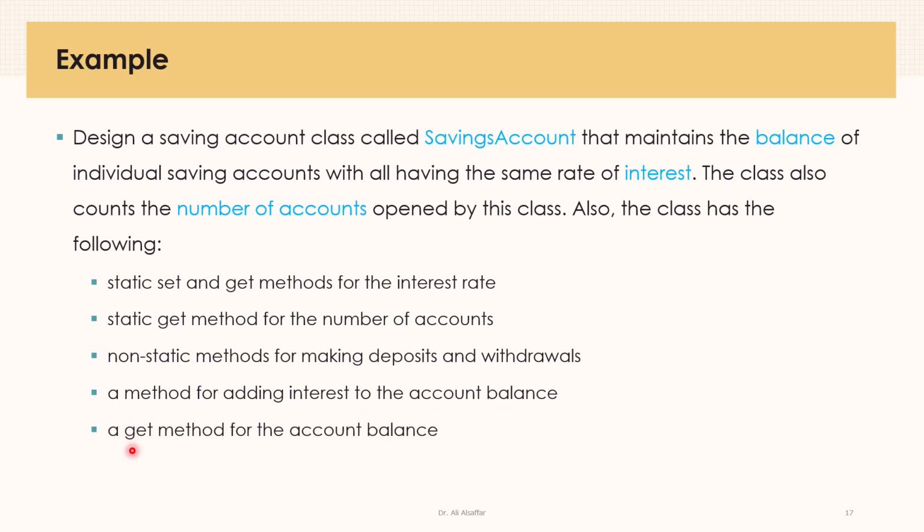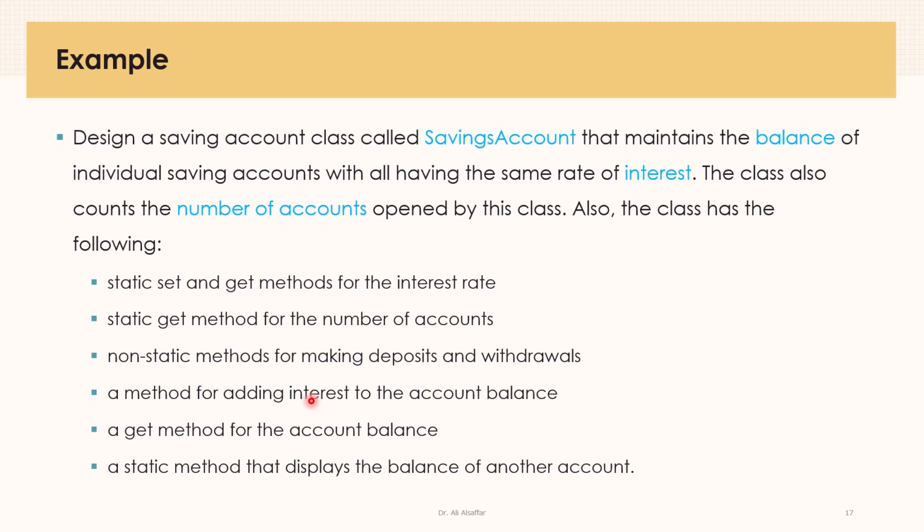And we need to define a get method for the account balance. And we need to define a static method that displays the balance of another account. For the add interest method, it will multiply the interest rate by the balance, and the result will be added to the balance. So this method is referencing balance, which is an instance variable.